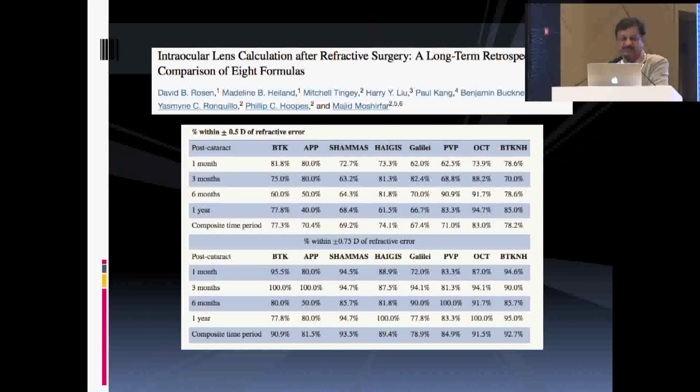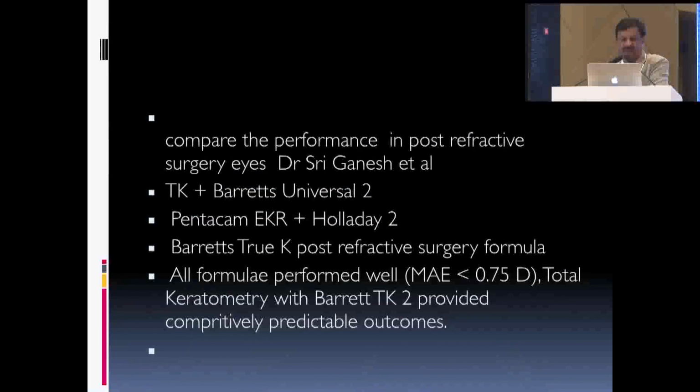So this is one beautiful article on intraocular lens calculation after refractive surgery. This was a long-term retrospective comparison of the 8 formulas. If you happen to see here, again, the Barrett True K and the Barrett True K Net K work very well. And in all of these long-term results, close to 3 months, you can see they are almost bang on target.